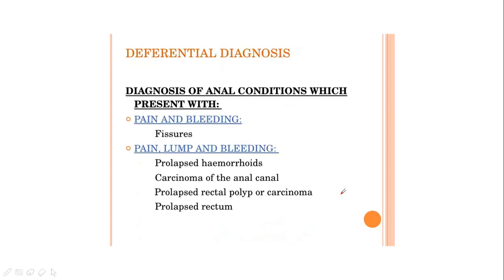So how would you differentiate that? Now we have to put the differential diagnosis. If the bleeding occurs with pain, it could be a fissure. If there is pain, lump, and bleeding, it could be hemorrhoid, it could be carcinoma, it could be rectal polyp, it could be prolapsed rectum.